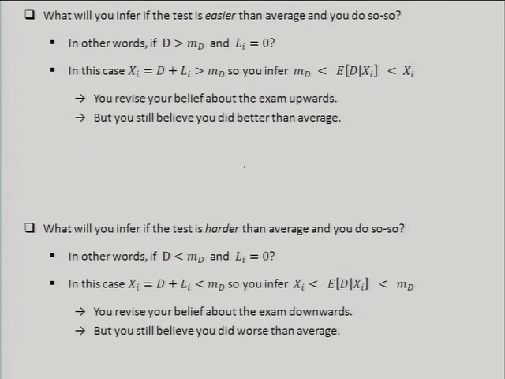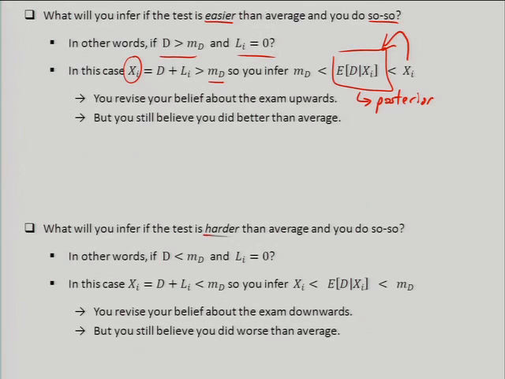So this is the example I just went through. If the test is easier than the average test and you do so-so, which would mean that Li was 0, right? So D is greater than MD, like I've got over there, and Li is equal to 0. So instead of being above the class average for this exam, you're just spot on. In that case, Xi, your score, is going to be greater than MD. So your posterior belief about the class average for this exam is that it's going to be between the average across all exams and your score, which is greater than the average across all exams. And more importantly, that puts you above your best guess of the class average for this exam.